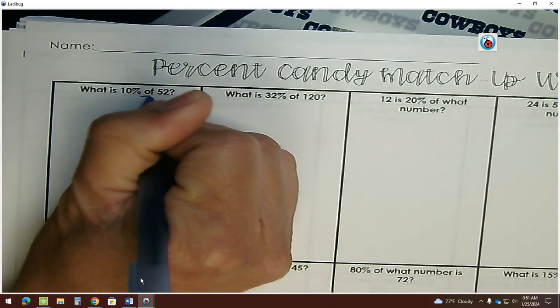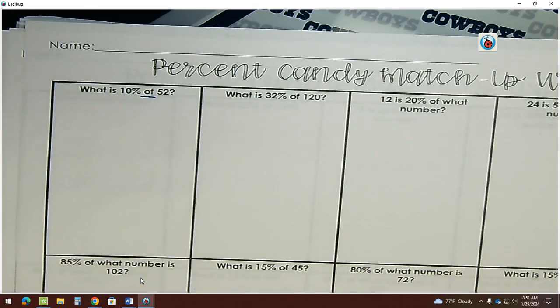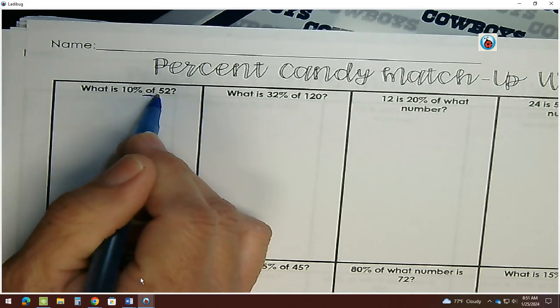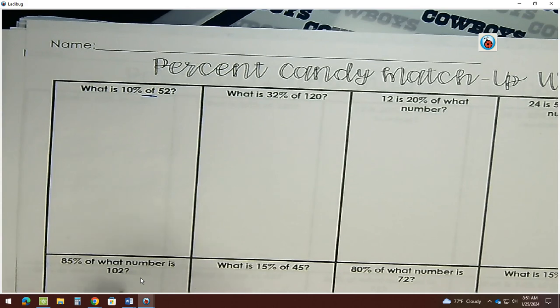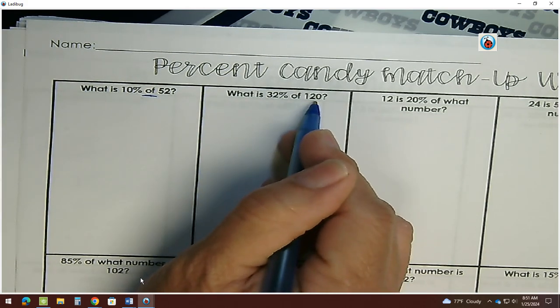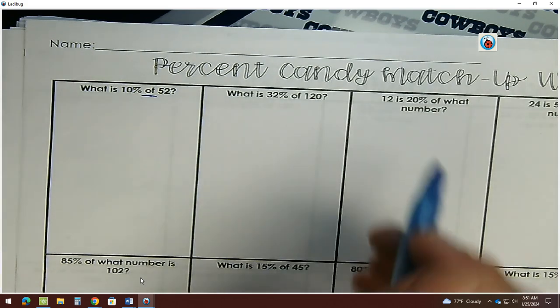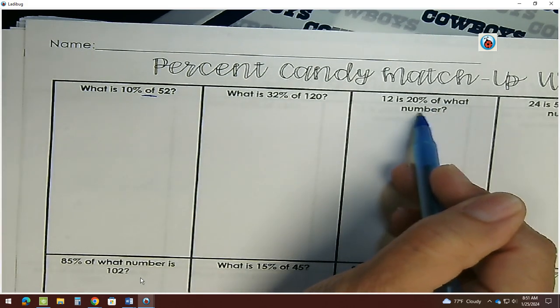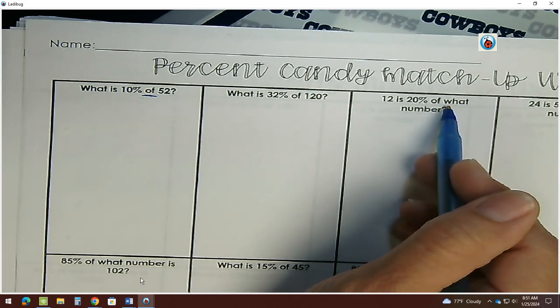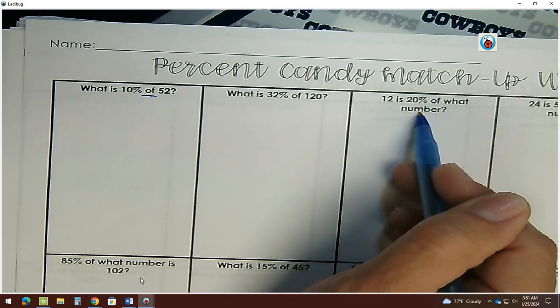You see the word of? The word of tells you that that's the total. So of 52, who's the total? 52. Now, of 120, who's the total? 120. Check this one out. This one says of what number? So do we know the total? No. So of what number means that I do not know the total, because it says of what number.